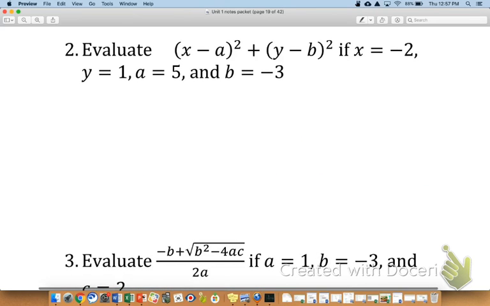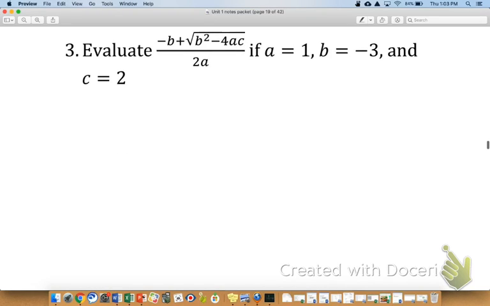Which is right there. So number 3. You got to use parentheses on this one. This is one of the tough ones for sure.